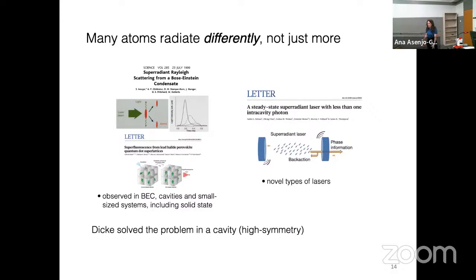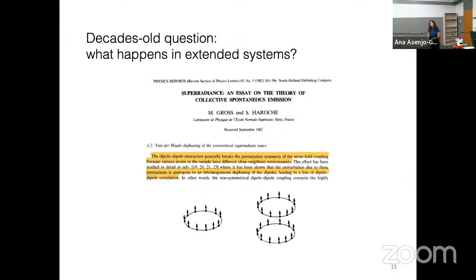So why am I here, you may ask? And the answer is that he solved it in a situation of high symmetry. So basically, all atoms talk to each other at exactly the same rate, which means they are either all in the same spatial location or in a cavity. And the big question is, what happens in extended systems? And this has been a debate for many years.